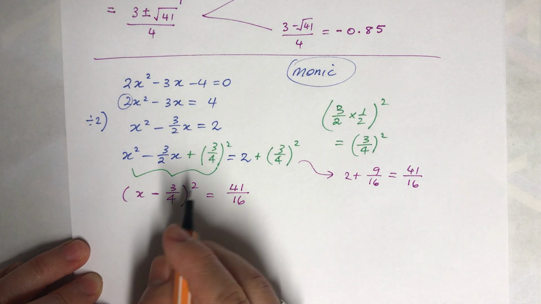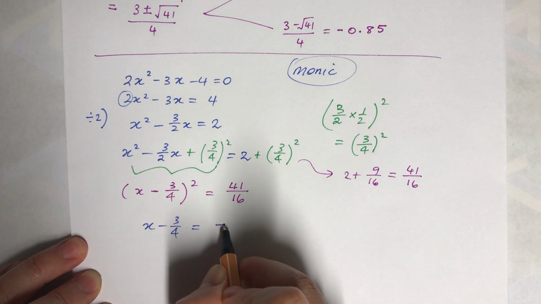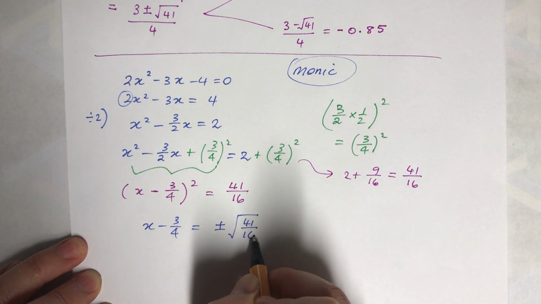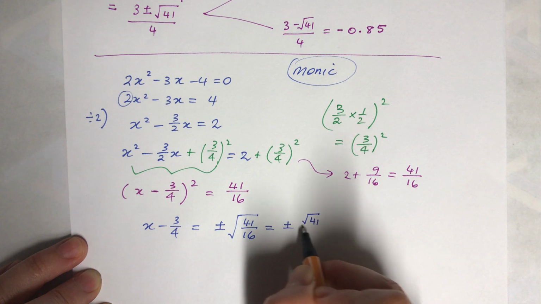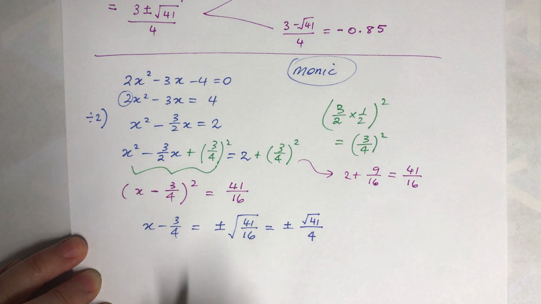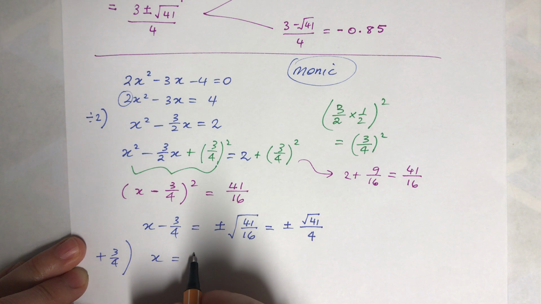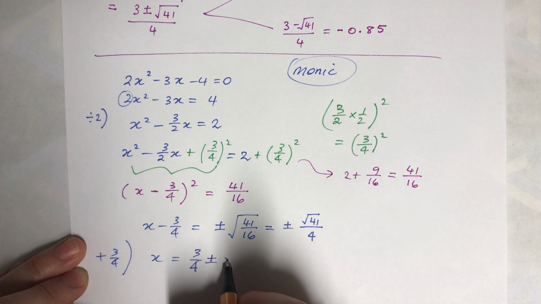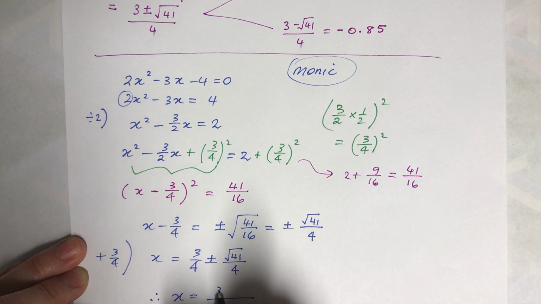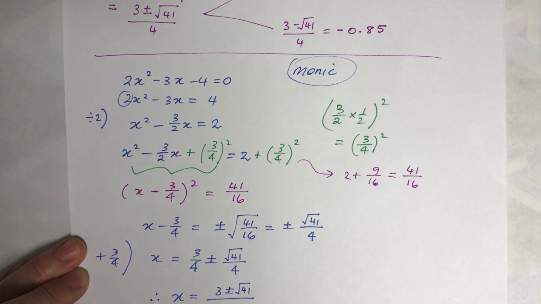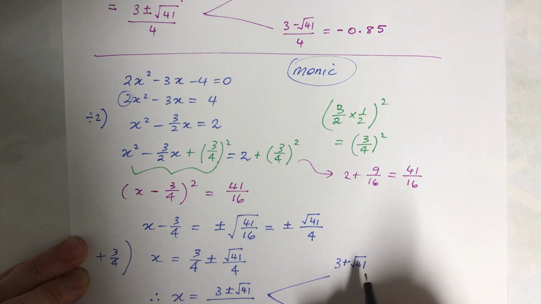Okay, now it's the easy part. x minus 3 over 4 equals plus or minus the square root of 41 over 16. And then I can make this a little bit simpler: the square root of 16 is 4. Now x equals, I'm going to add 3 over 4 on both sides. I'll get 3 over 4 plus or minus root 41 over 4, and I'm going to put this together as 1 fraction. And again, that is the same as what we got from using the quadratic formula.